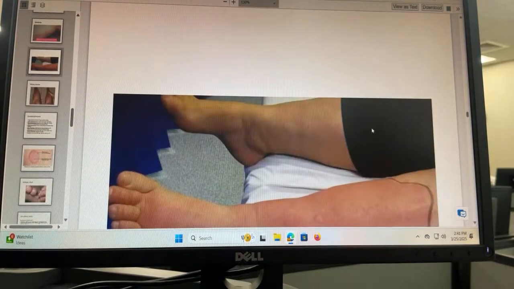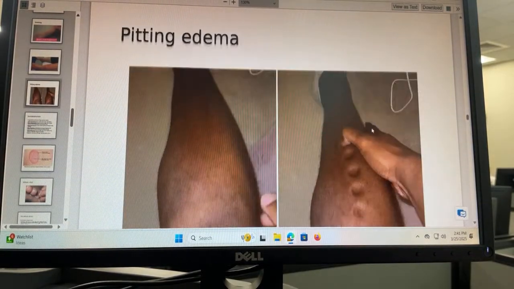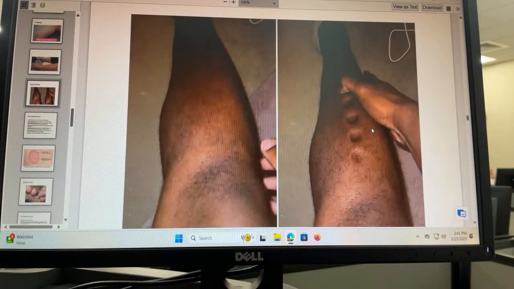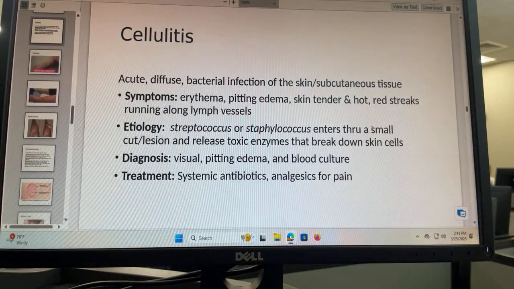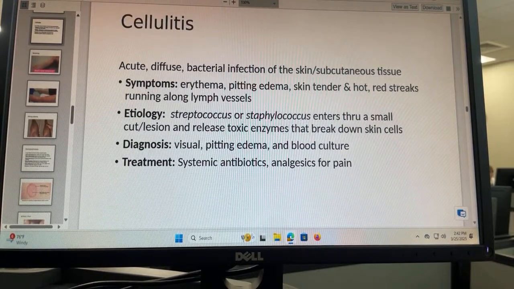So let's see, did I have a picture of the, yeah. This is pitting edema, where there's so much fluid that you press with your thumb or any other finger and it leaves an indent from all the fluid that you just squished out. Okay, so with pitting edema, the skin will be extremely tender, very hot to the touch. There might even be some red streaking that goes along the lymph nodes.